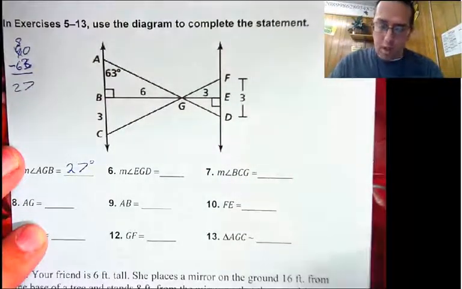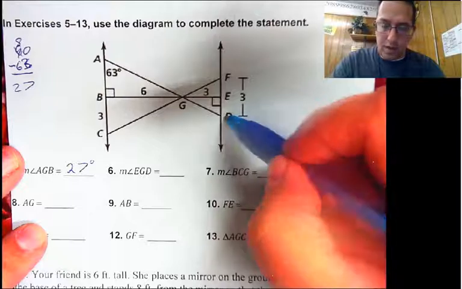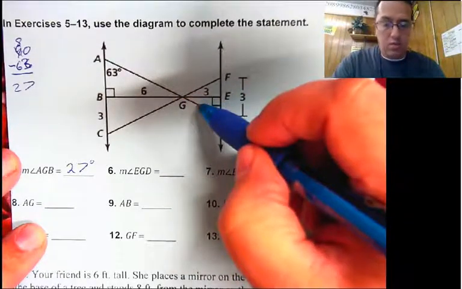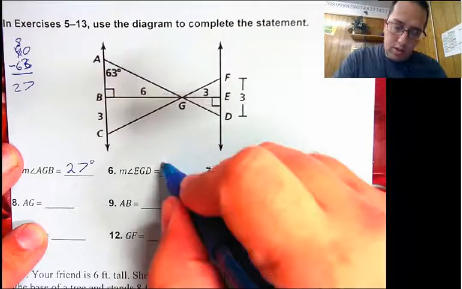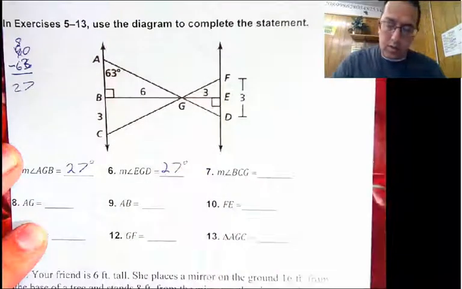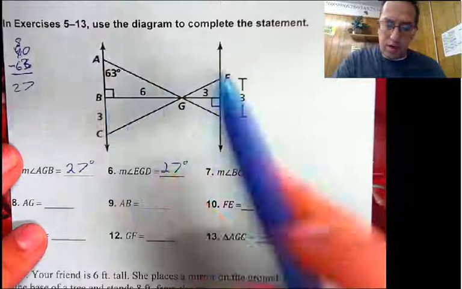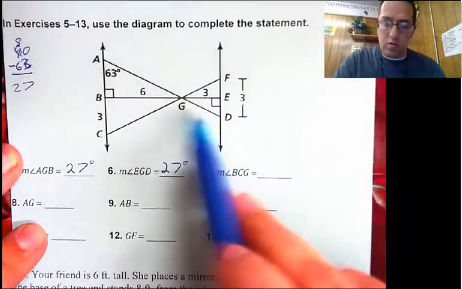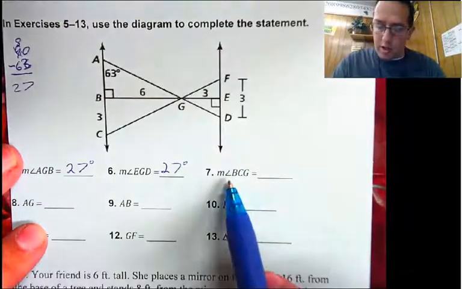All right? Now we need the measure of angle EGD. Let's see, EGD. Well, these two, if you'll notice, those are vertical angles. They're congruent to each other. So this is also going to be 27 degrees. Which means, by the way, I have a right angle. I have vertical angles. These two triangles are going to be similar. Angle-angle similarity.